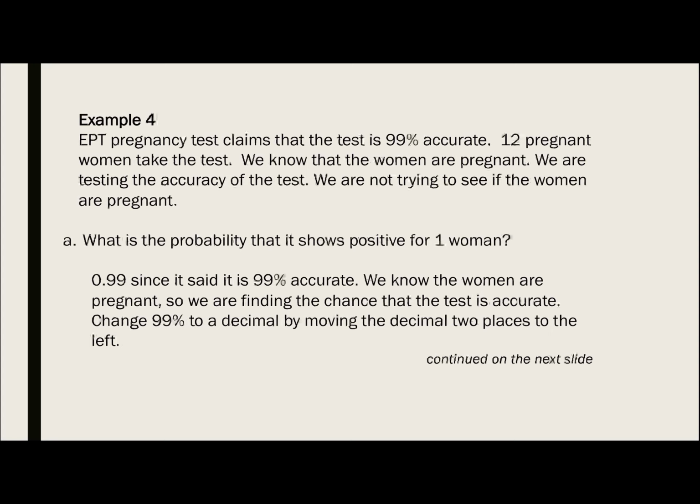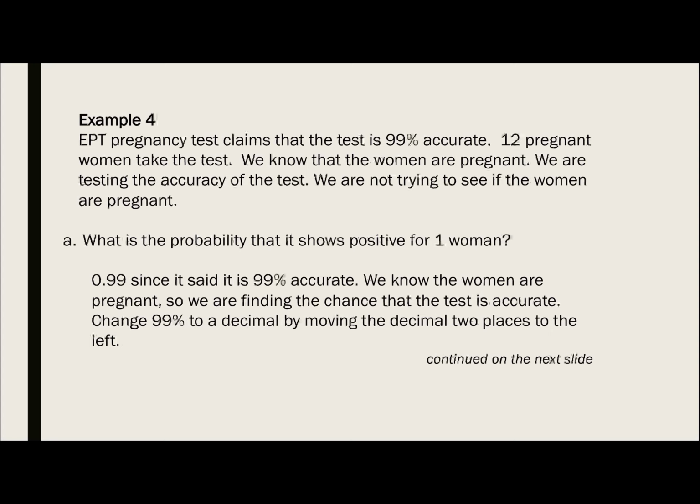Example 4. A pregnancy test claims that it is 99% accurate. 12 pregnant women take the test. Okay, now this is a little different from what happens in real life. We know the women are pregnant. We're testing the accuracy of the test. We're not trying to see if the women are pregnant. Okay, we know the women are pregnant.